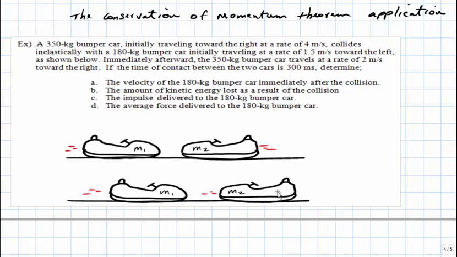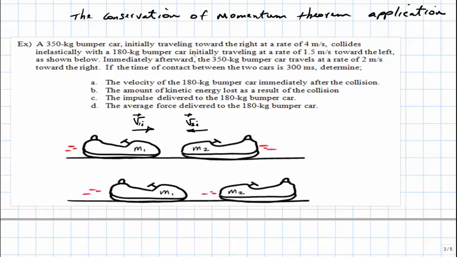Now let's take a look at the initial diagram. This diagram depicts the two bumper cars before the collision, and as we can see, the bumper car on the left, M1, is traveling towards the right, and M2 is traveling towards the left. Let's indicate the initial velocity of M1 as V1 initial, and it's directed towards the right. Likewise, the initial velocity of M2 can be indicated by V2 initial towards the left.